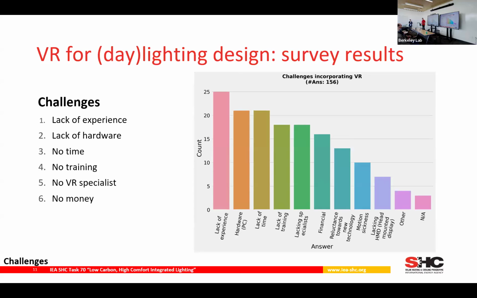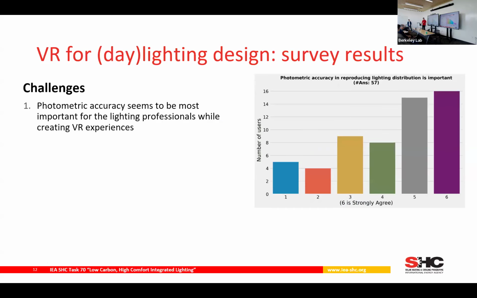And when it comes to challenges, why they don't use it too much in their research, in their work: one, lack of experience, which is kind of obvious with the dynamics of the VR market; lack of hardware, no time, no training that connects, and no VR specialist, and obviously somewhere there must be the lack of money for this kind of project yet.